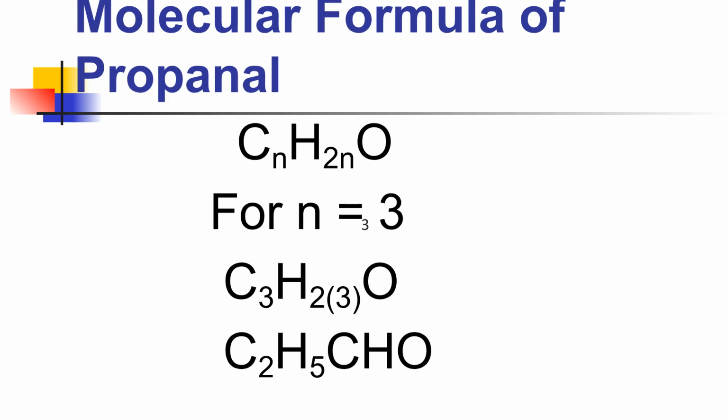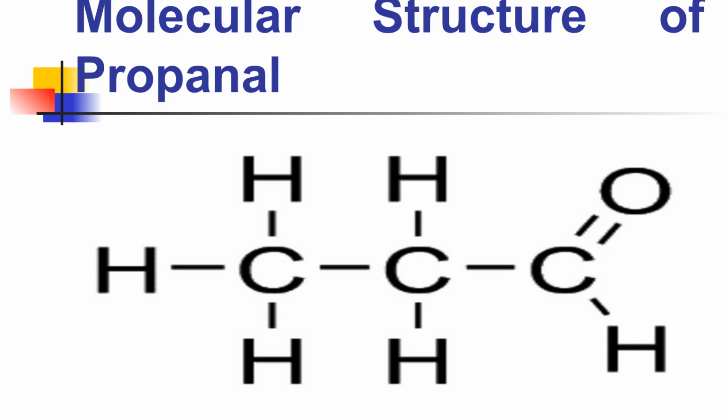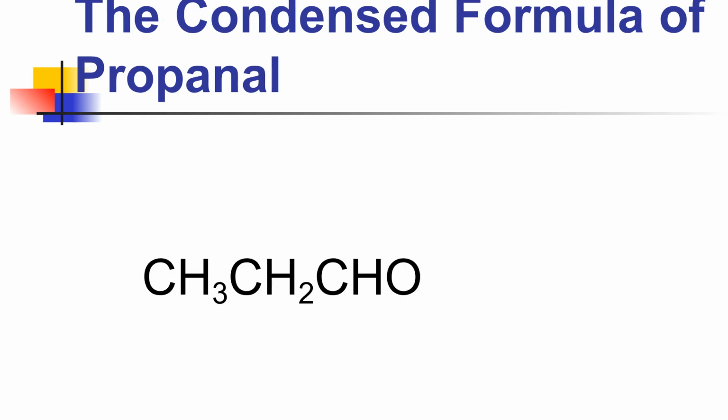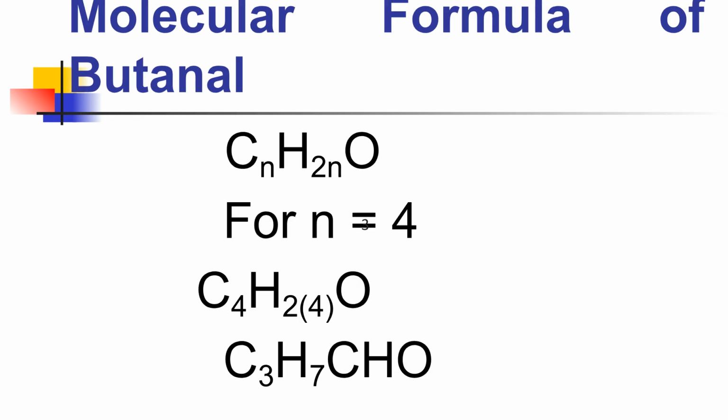For propanal, with n equals 3, the molecular formula is C3H6O, or C2H5CHO. This is the molecular structure of propanal. The condensed formula for propanal is CH3CH2CHO.